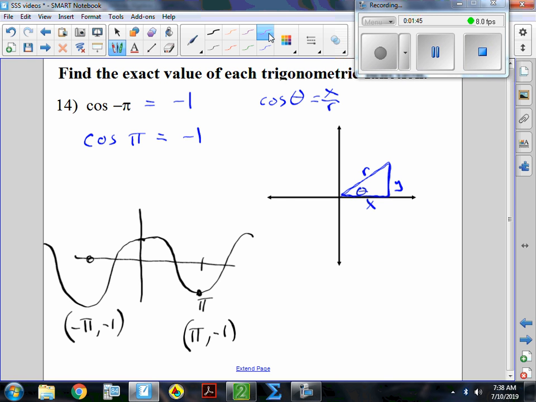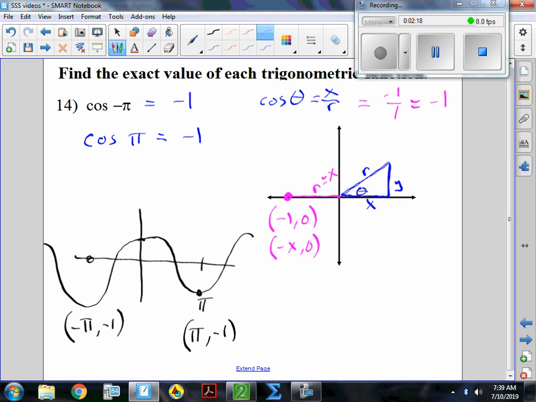So if cosine theta is equal to x over r, and my point is back here, you could write this as -1 comma 0, or you could write this as -x comma 0, where the r value is just equal to whatever the x value is. So cosine theta is going to equal -1 over 1, which is -1. So cosine pi, cosine negative pi, those are the same value.